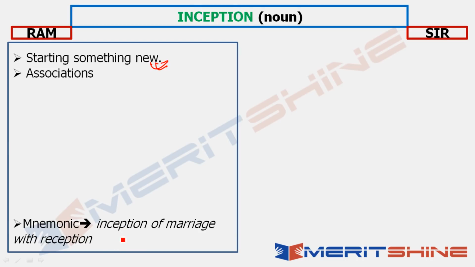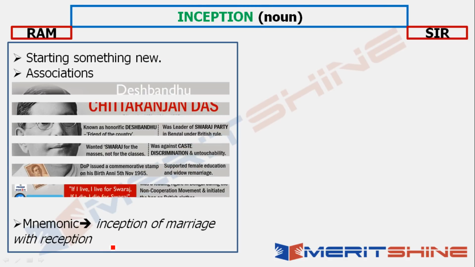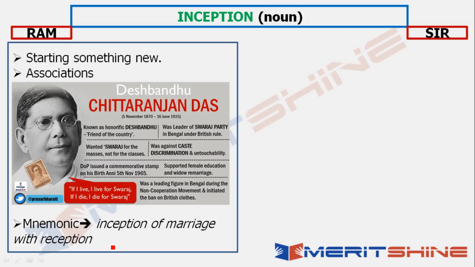When do you start life after marriage? You incept it with reception. So you invite people at the reception, and your marriage is solemnized there. So, inception of marriage with reception. Now let's look at our hero for this word inception, Deshbandhu Chittaranjan Das.